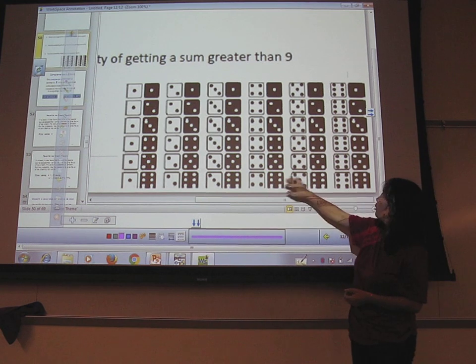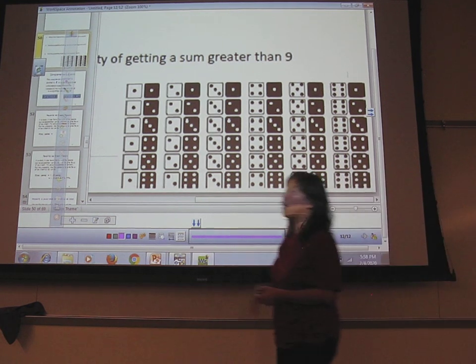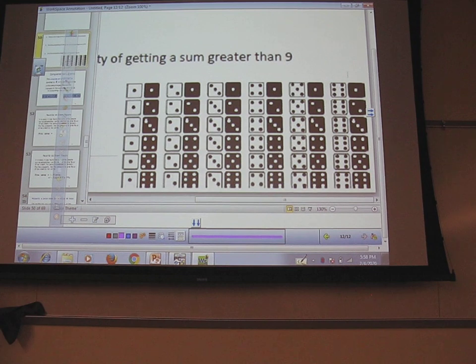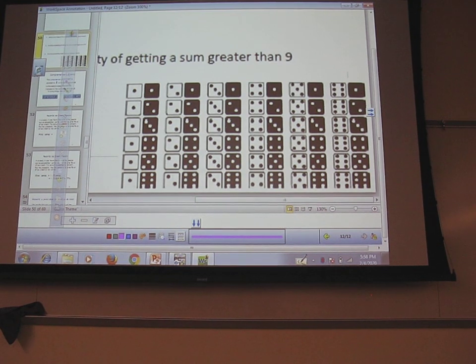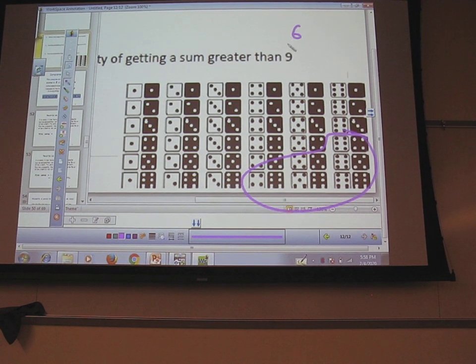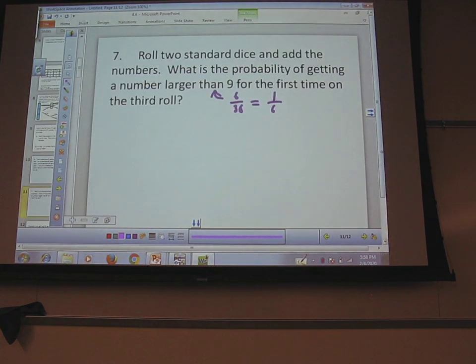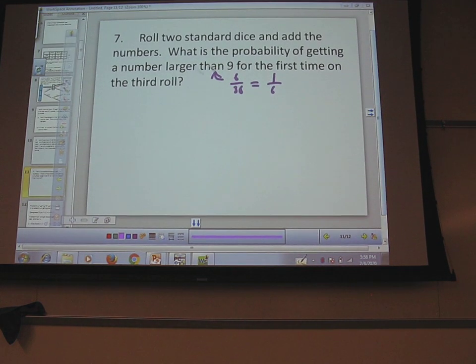So you have to count how many ways come in this way. 6 of them out of 36 total. Is everybody with me on this part? So these 6. So 6 out of 36, which I'm going to say is the same as 1/6. Now let's go back. Let's look at this part.